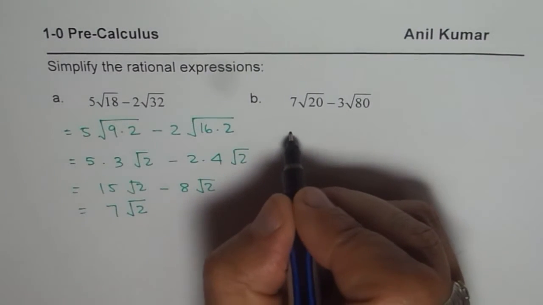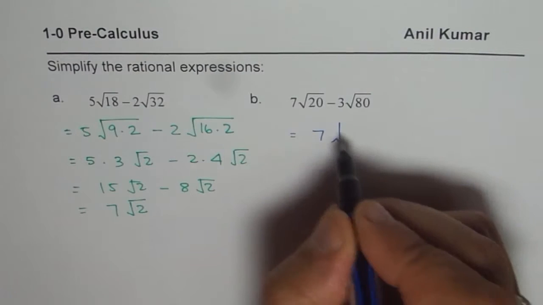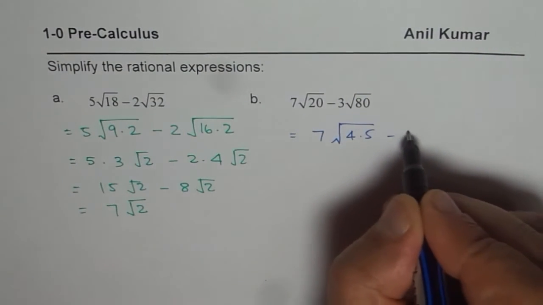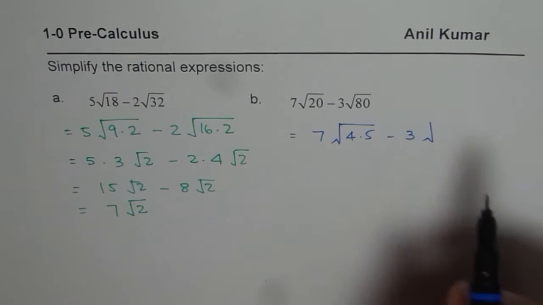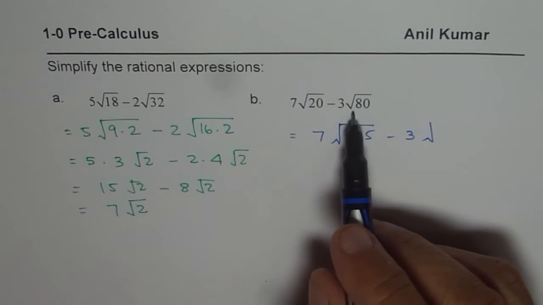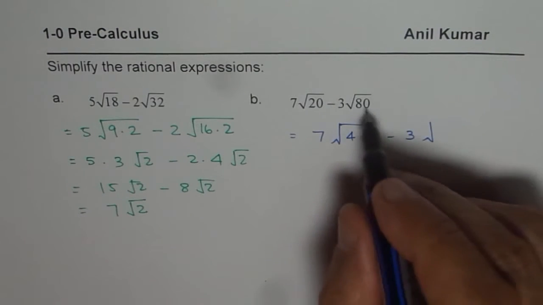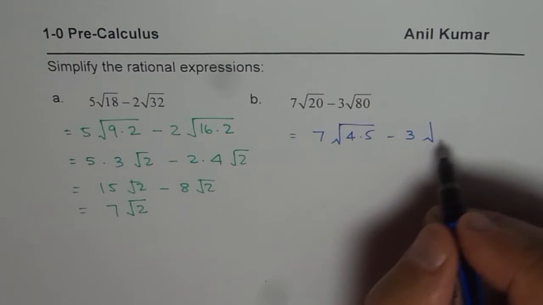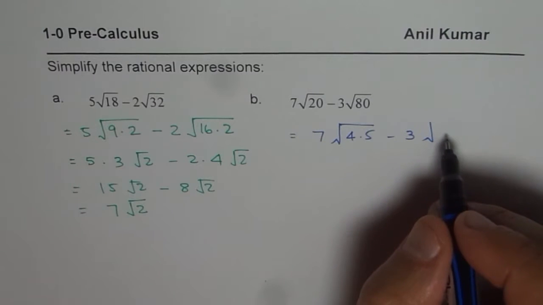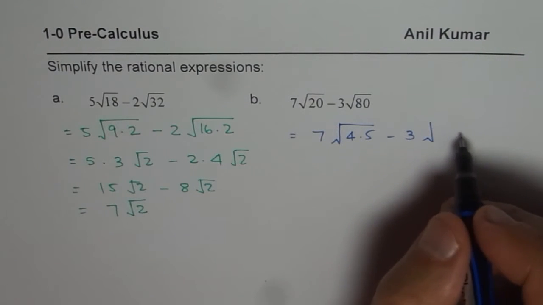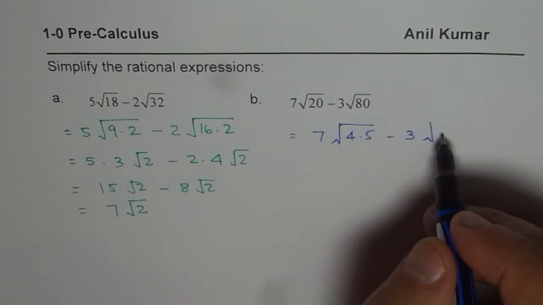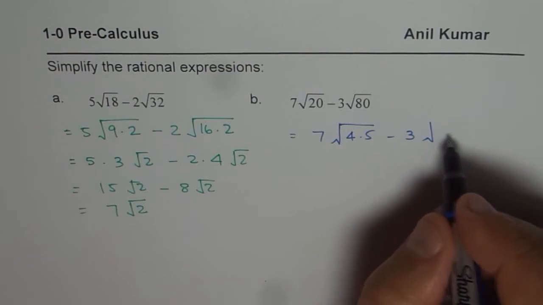Here is the solution. We could write this as 7 square root of 20, which is 4 times 5, right? 4 is a perfect square. That's the whole idea. Minus 3 square root 80. Now it is not necessary that you have to get the first one absolutely correct, right? For example, 80. You could begin by saying 80 is 40 times 2 and then simplify and write down different expressions. And then say 40 is 4 times 10 and then 10 is 2 times 5. Ultimately you get a couple of factors here. Or you could straight away write 16 times something, right? So that way it could help.